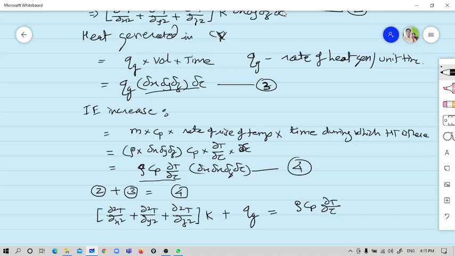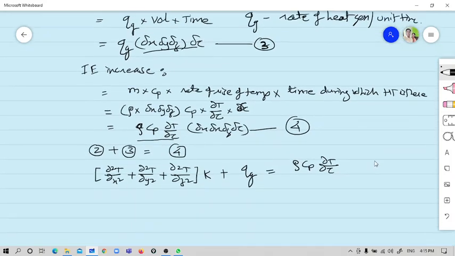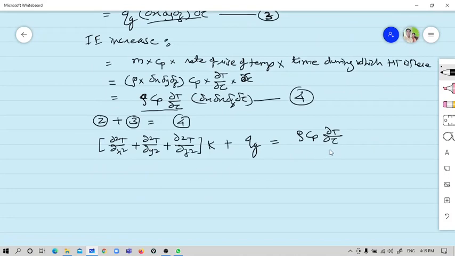Now I am going to rearrange this equation. Dividing throughout by k, I will get this equation as d2T by dx square plus d2T by dy square plus d2T by dz square.